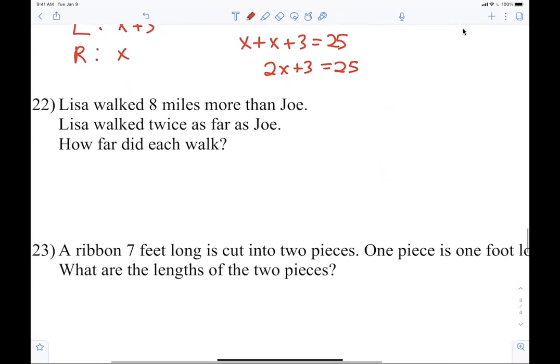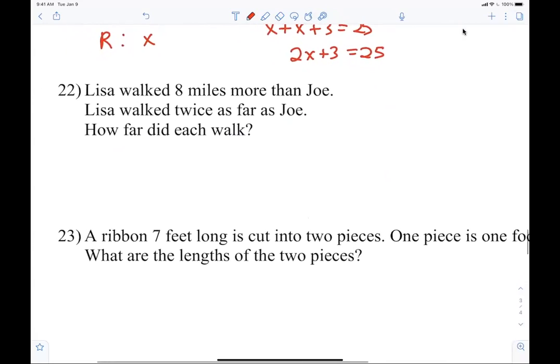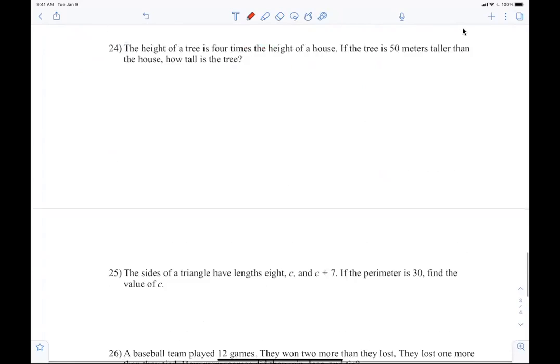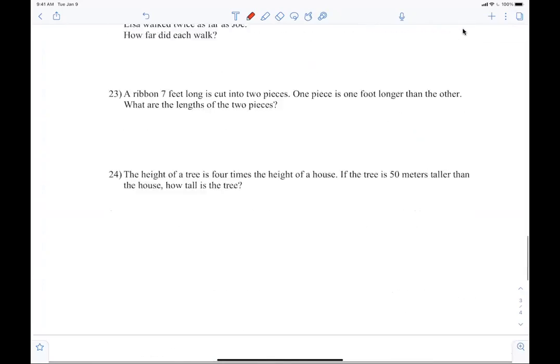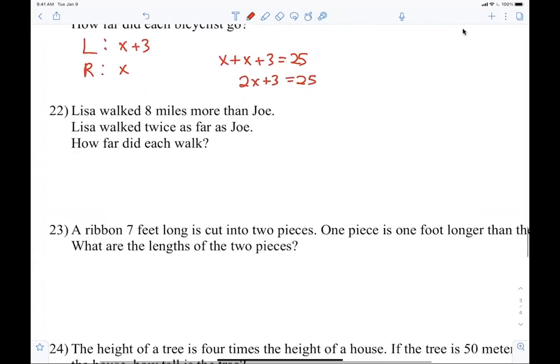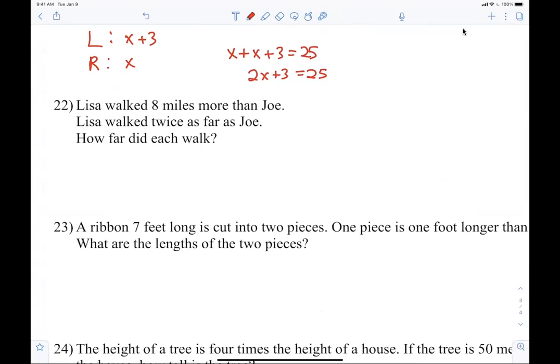All right, here we go. Number 22. Back to you, Jackson. Let's just knock all this out. Let me see how many problems there are. Not too many more. Let's see if we can get our homework done. All right, put an L and a J for Lisa and Joe. Good. Lisa walked 8 more miles than Joe, so Lisa, it's X plus 8. And then for Joe, it's just X. Okay, now you have something difficult.